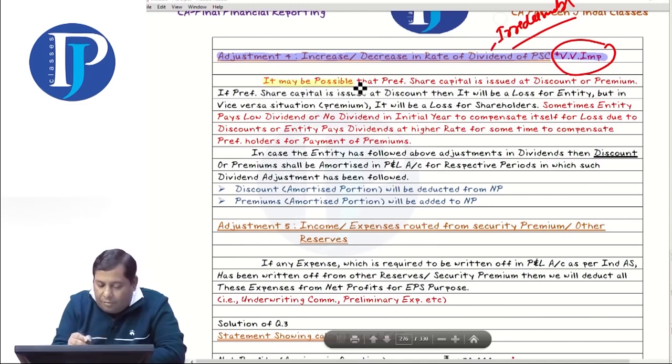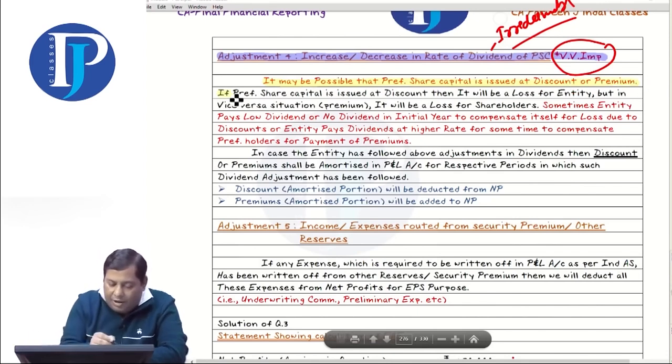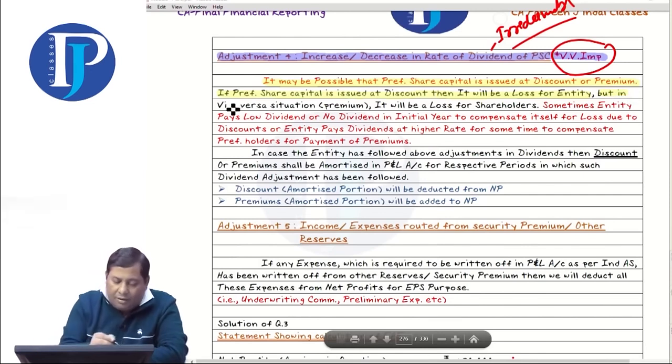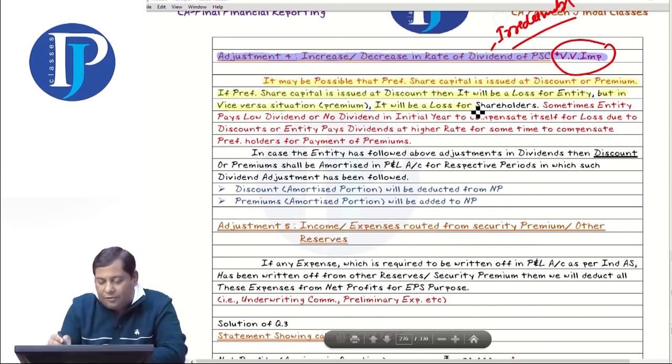So it may be possible that preference share capital is issued at discount or premium. Okay. If preference share capital is issued at discount, then it will be a loss for the entity. But dear students, in vice versa situation, the premium will be a loss for shareholders.